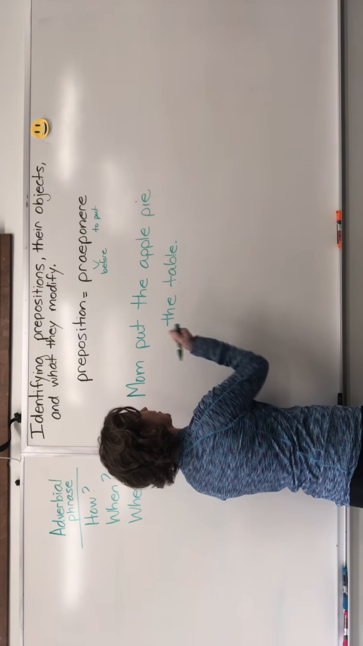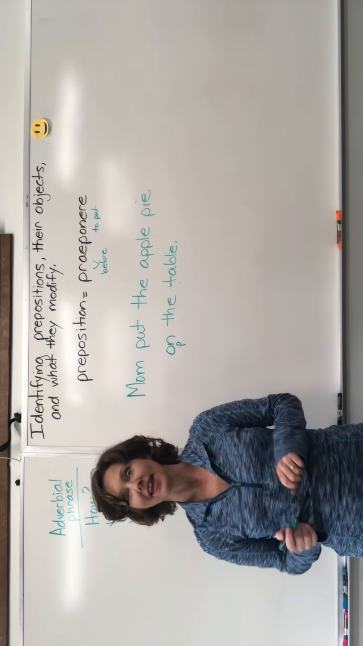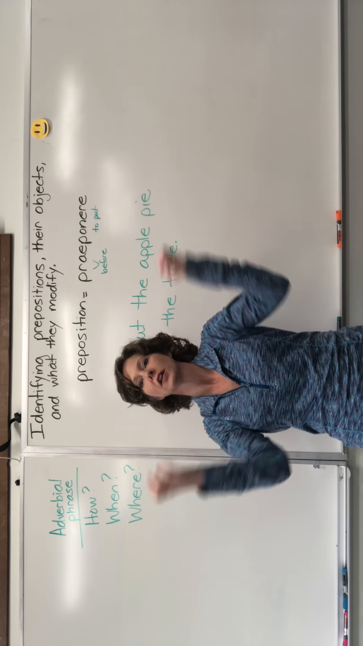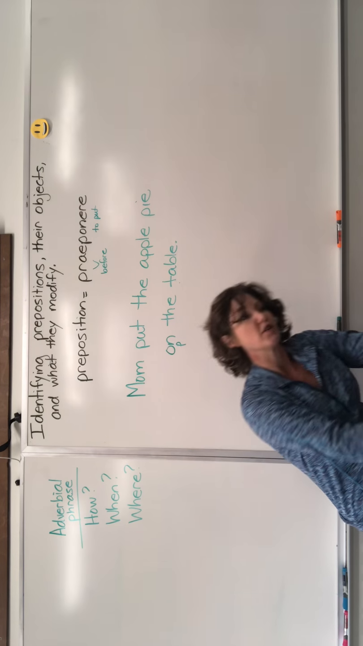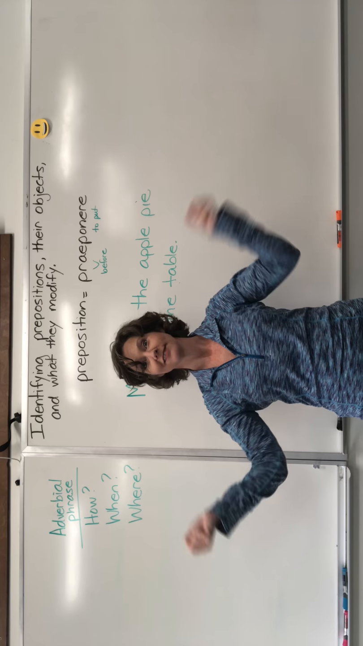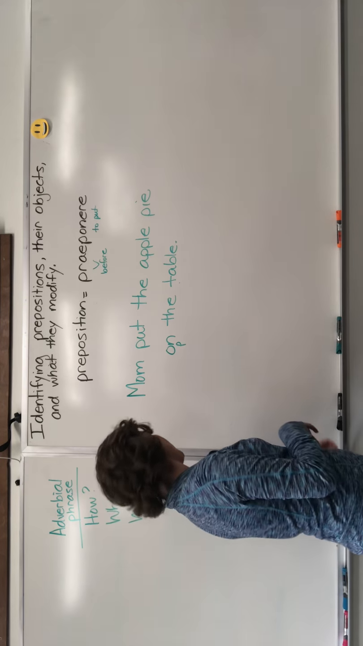This must be a preposition because if I take it out, it doesn't make sense. You have to have that connector piece. If you lose the connector piece, the sentence falls apart. Put the connector piece back in, you have a preposition. All right, so we got where. Mom put the apple pie on the table.